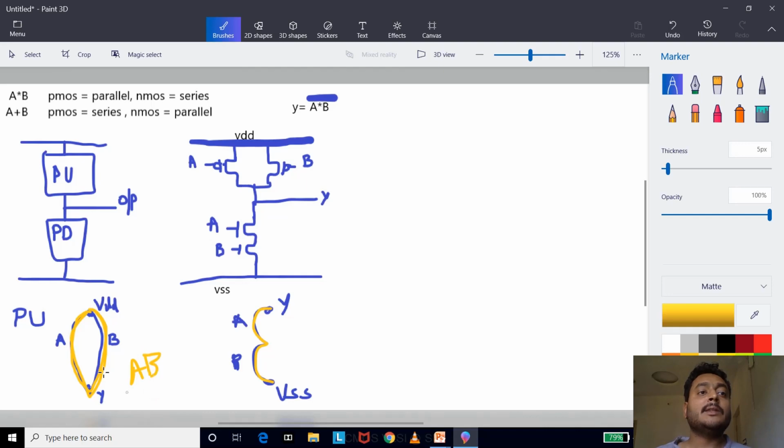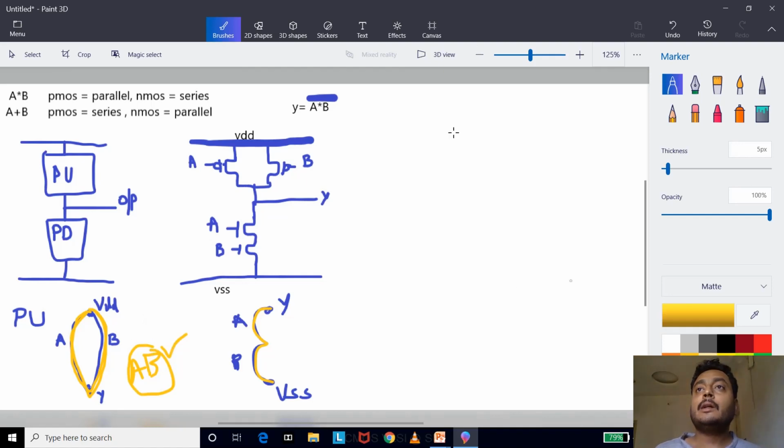This AB path satisfies Euler's path in both networks, the pull-up and pull-down network. So we will consider this as the Euler's path to draw the circuit. BA is also possible, so that's also an Euler's path in this case. How do we draw the stick diagram using this Euler's path?